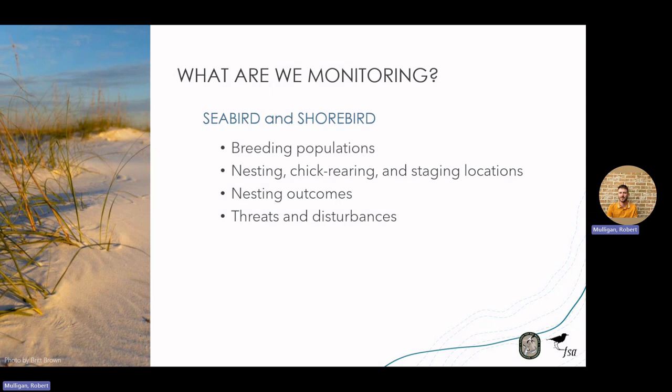So, what are we monitoring? What data are we collecting? The BBP provides instruction on how to monitor shorebird and seabird breeding populations. These are counts of adult breeding birds, nesting, chick rearing, and staging locations, nesting outcomes, so whether or not a nest was successful, and any threats or disturbances that may be present. This could be predation, anthropogenic causes, or anything else that threatens successful nesting.